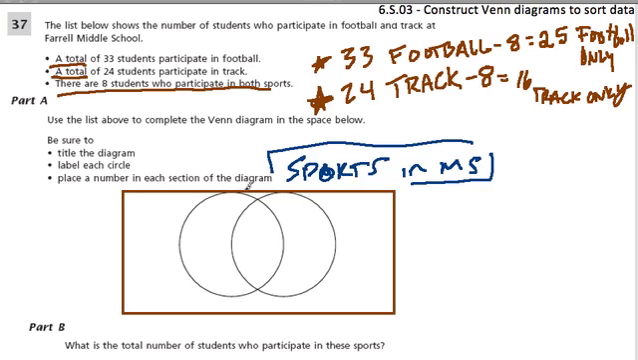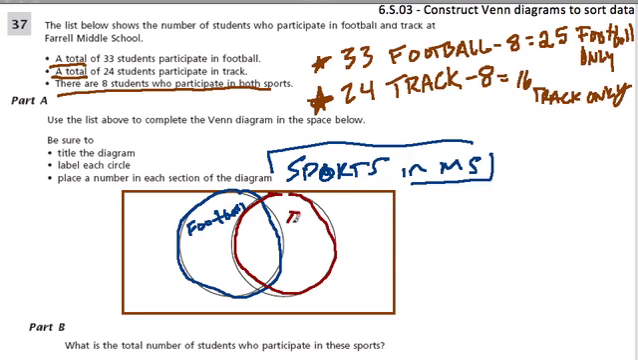Label each circle. So this circle right here could represent either track or football. Let's call it football. And then let's take red and have that represent track. Okay, place a number in each section of the diagram. So if this red circle represents track and this blue circle represents football, this middle part right here, that is the group that plays both sports. That's the 8 people in both.